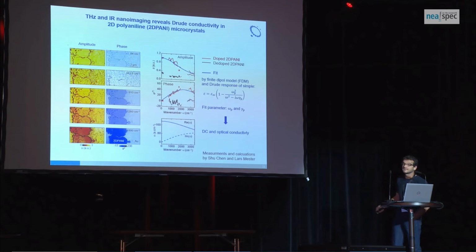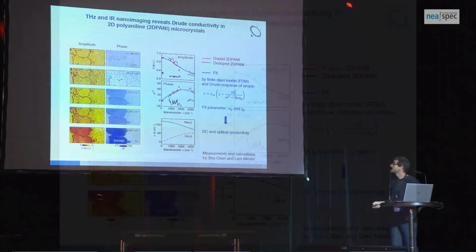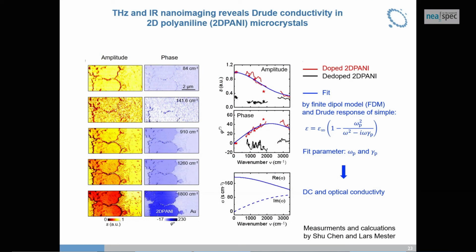But more important, we can fit this very nicely with the Drude response. We see the amplitude decays and the phase has this maximum. So we take the finite dipole model again, we use the Drude response here, and then we can fit this, and we get carrier concentrations that are pretty high, in the range of 10^19 per cubic centimeter. What was more important for our collaborators was that they wanted to know the DC conductivity. They were not so much interested in the optical properties as in the DC conductivity.